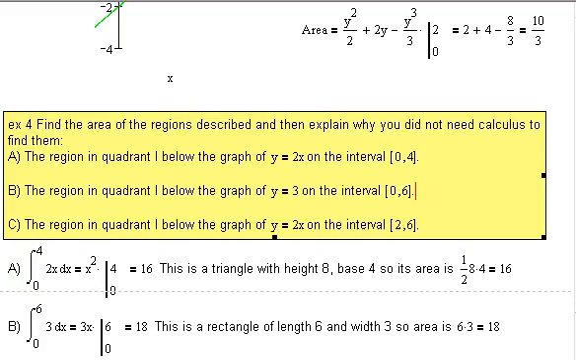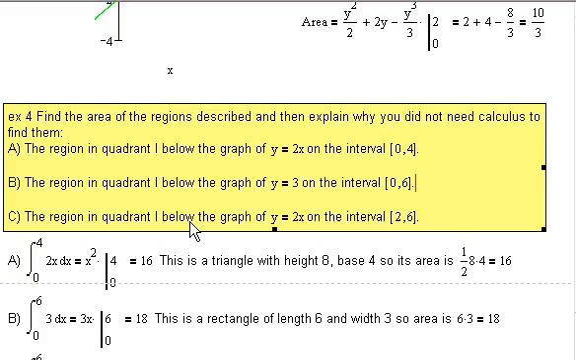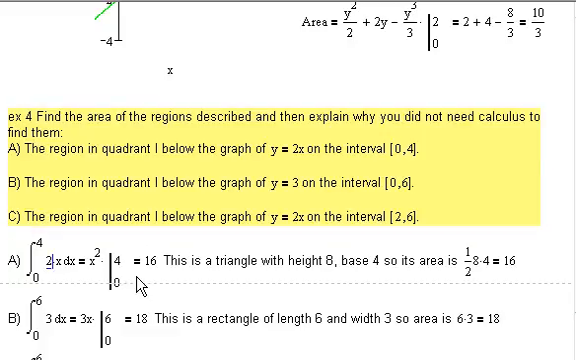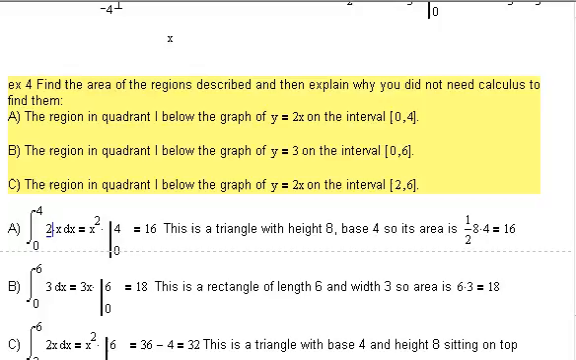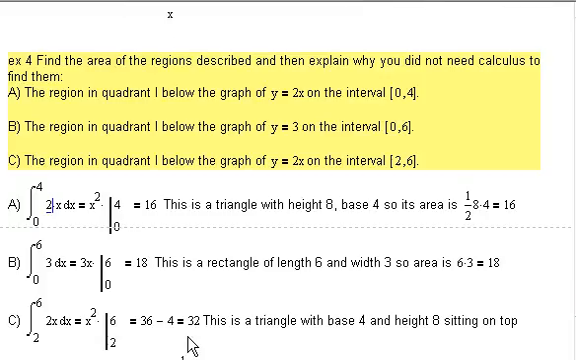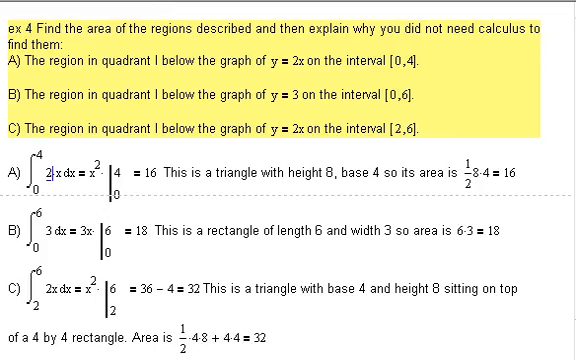Okay. A little more complex is this one. The region in quadrant 1 below the graph of y equals 2x on the interval from 2 to 6. Well, if we just integrated it, it's the same integral as this one. So it's x squared going from 2 to 6. That means it's 6 squared minus 2 squared, which is 32. But what we have here is a triangle with base 4 and height 8 sitting on top of a 4 by 4 rectangle. And the area of that would be 1/2 of 4 times 8 plus 4 times 4, which means it's 16 plus 16, which is 32, just what we got when we integrated it.